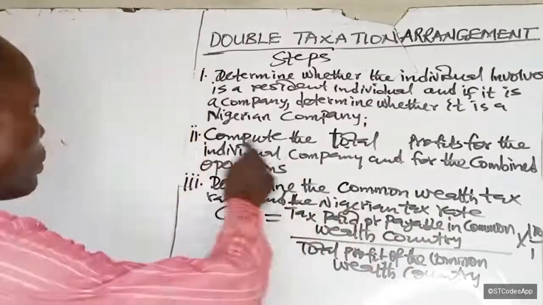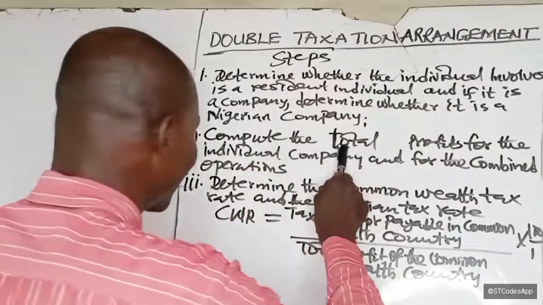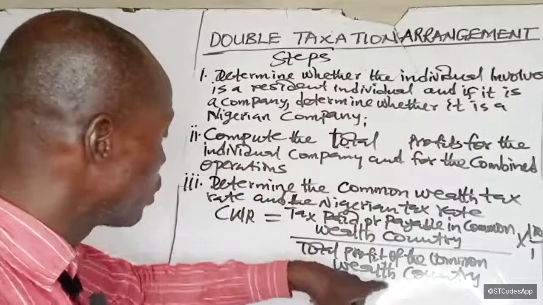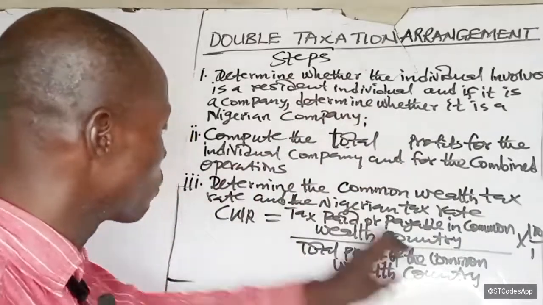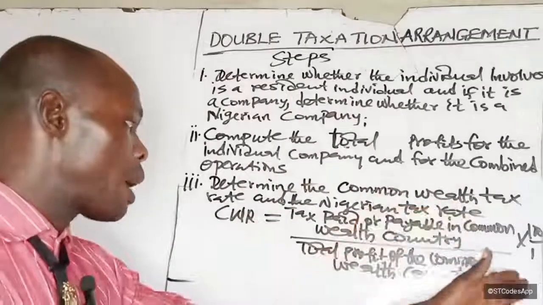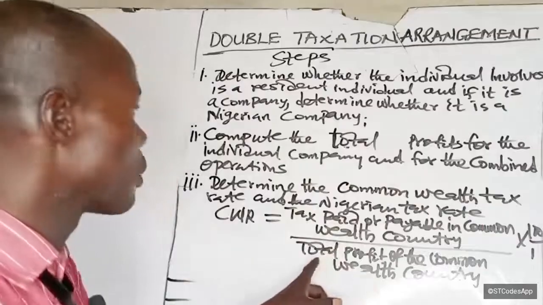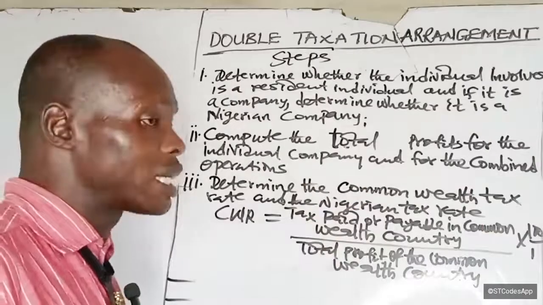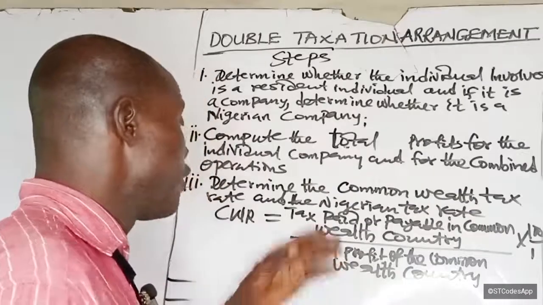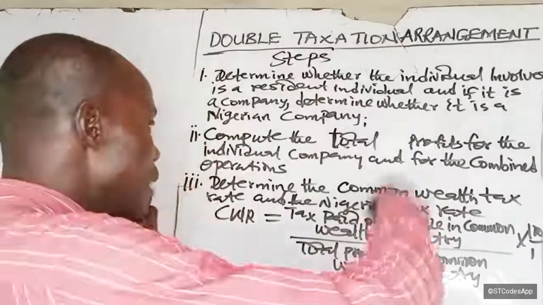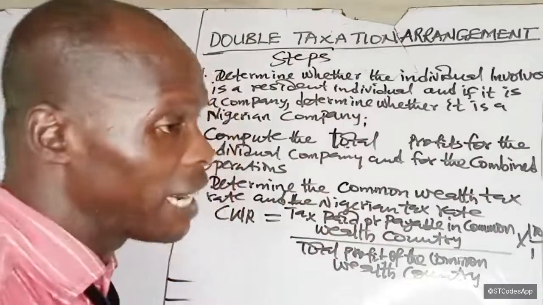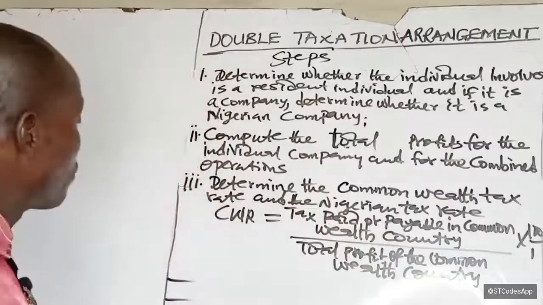The total profit will have been arrived at in step 2. So the total profit you arrive at, that of the Commonwealth country, is what you are going to have in the denominator. The tax paid or payable in the Commonwealth country, you have that in the numerator. Multiply by 100, that will give you the Commonwealth rate. The Nigerian company income tax rate currently is 30%, and it may be subject to change at any time. And for an individual, you use the graduated tax table, or information to calculate that may be provided in the question.